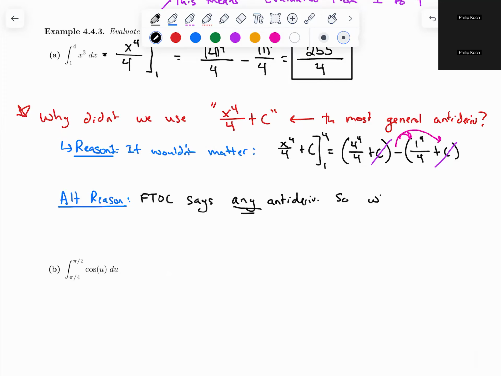So why not use the nicest one, with C equal to 0? Smiley face. Being clever, saving yourself some time, saving yourself some carpal tunnel, because you're saving yourself 1, 2, 3, 4, 5, 6, 7, 8, 9 pen strokes. You don't have to do it. Don't do the most general antiderivative, because the FTOC can work with any antiderivative. Okay. Any questions on that?